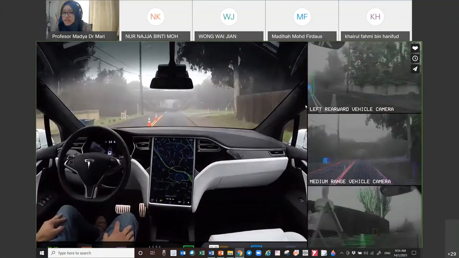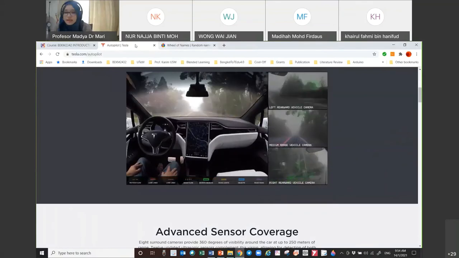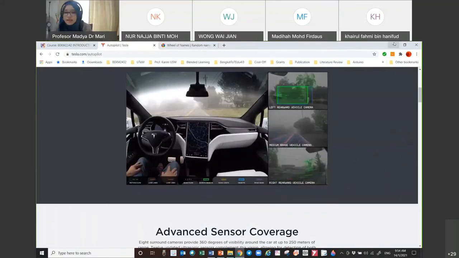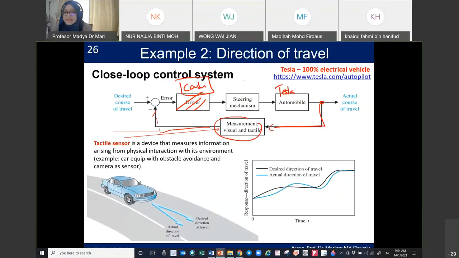So it's more advanced, but we do not say that even though it's fully automated, it's actually safe, because there are cases where there was an accident using Tesla because of the sudden movement of a human cycling, and then suddenly the Tesla does not react very fast. It does not detect that movement, so therefore it cannot stop in time. So sometimes fully automated is not safe if it involves safety.